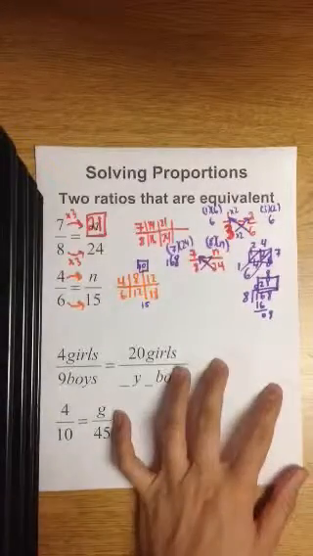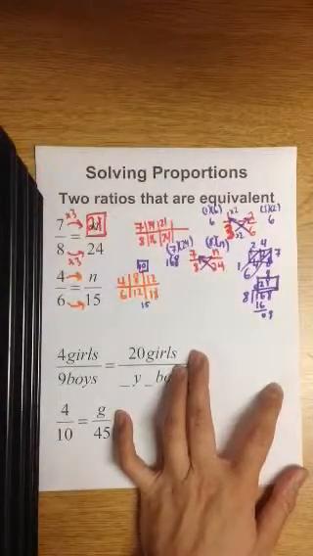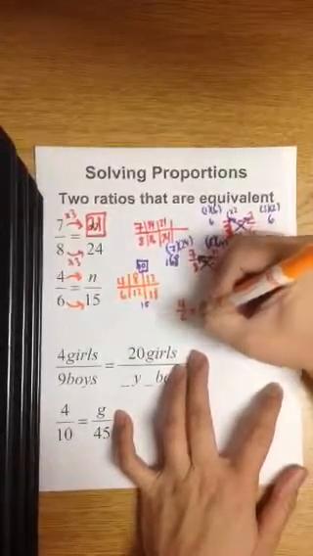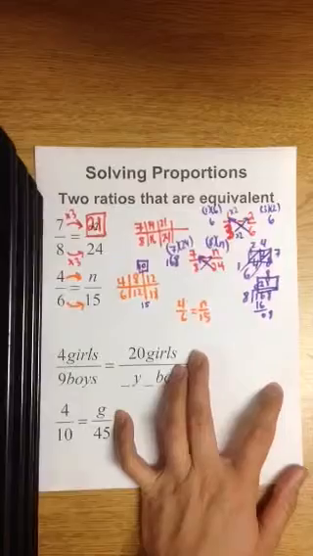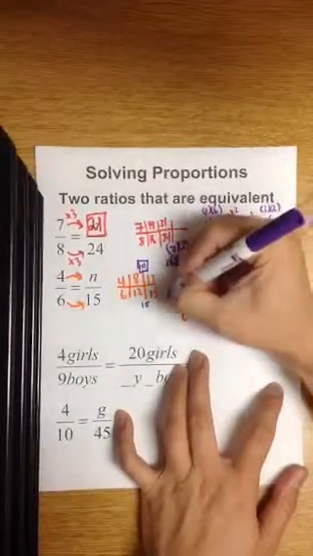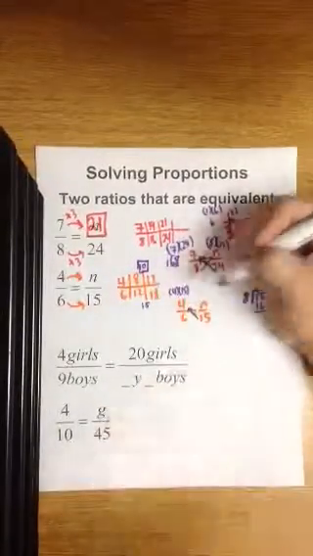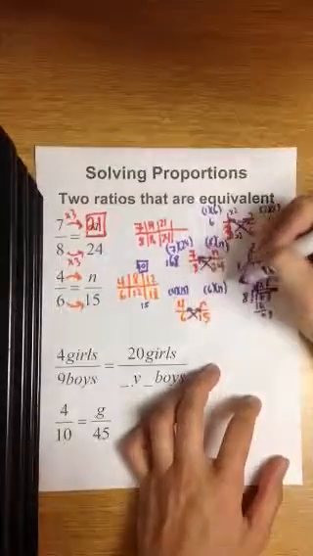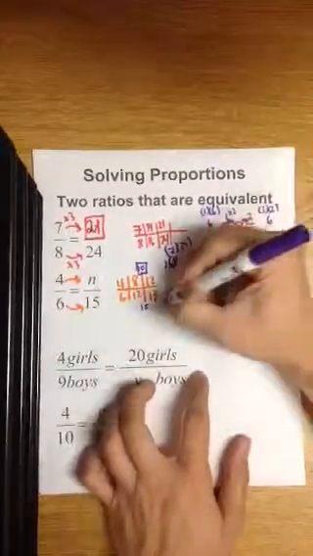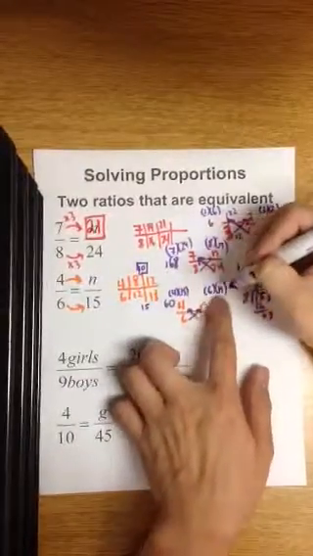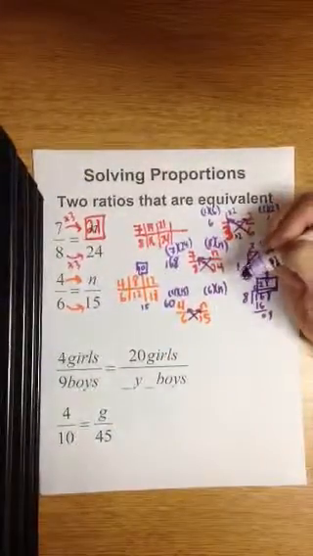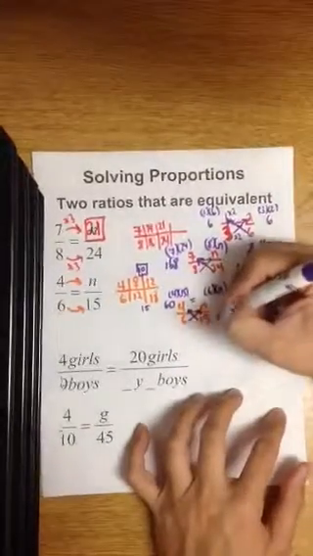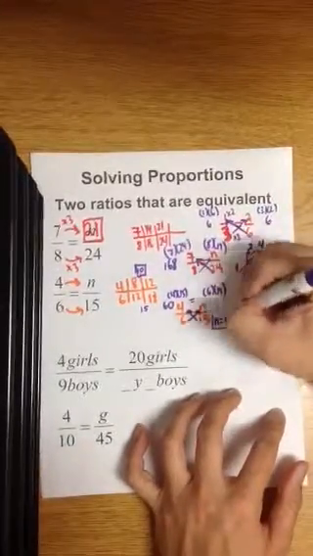Let's try another example. 4/6 equals n over 15. Let's do cross product. 4 groups of 15, 6 groups of n. 4 times 15 is 60. 6 times something is 60. 6 times what? 10. So the missing number is 10.